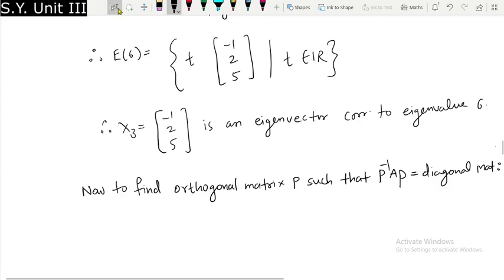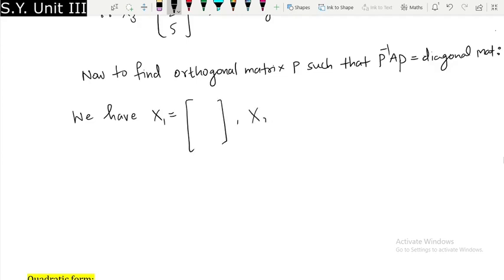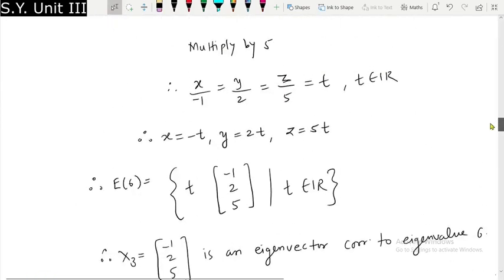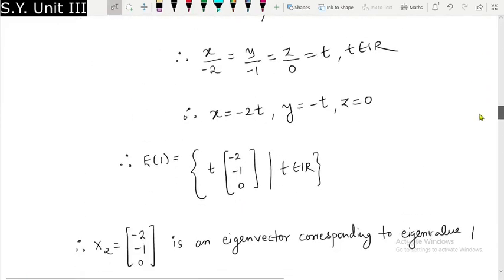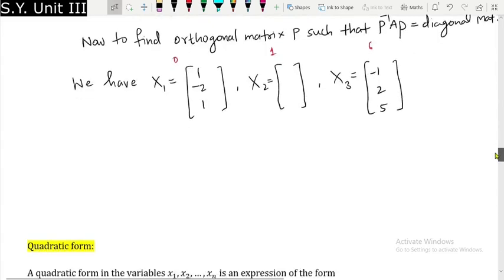So I will write here, we have x1 is equal to, okay, what are our eigenvectors? Remember, first eigenvector is corresponding to eigenvalue 0, the second eigenvector is corresponding to eigenvalue 1 I guess, and the third one is corresponding to eigenvalue 6. This is important because whatever diagonal matrix we are going to get on the right hand side, the diagonal entries depend on this, isn't it? So our first eigenvector was, I guess, 1, minus 2, 1. Note that it is corresponding to eigenvalue 0. Second one is corresponding to eigenvalue 1, and the third one is minus 1, 2 and 5, and what was the second one? The second one was minus 2, minus 1, 0.